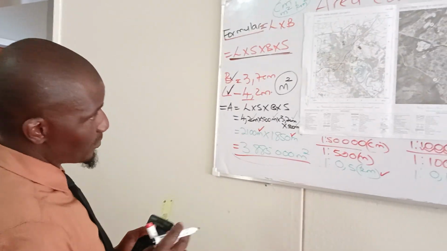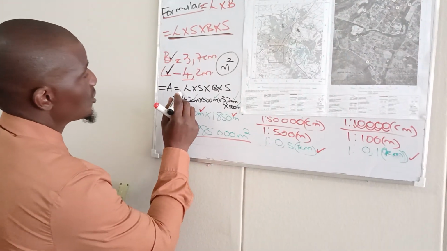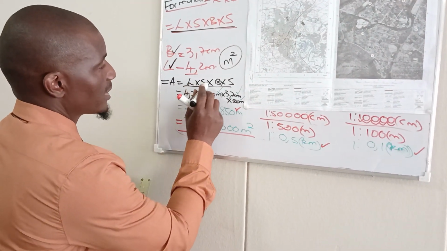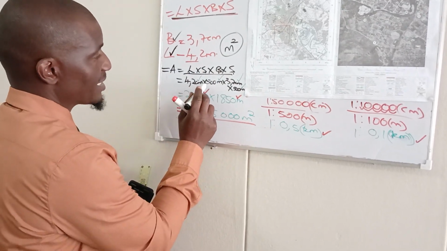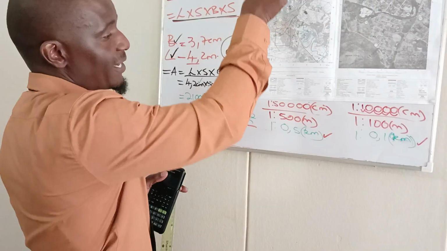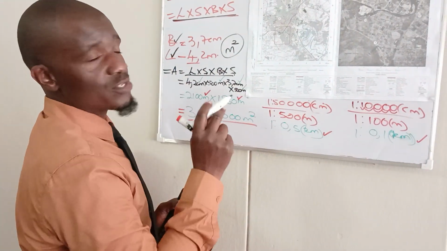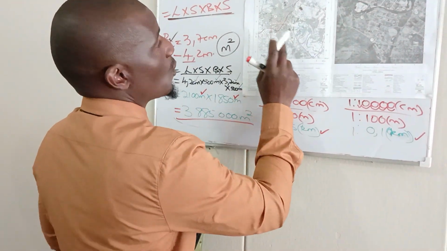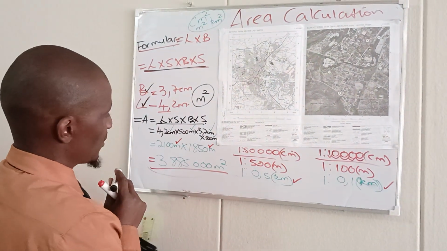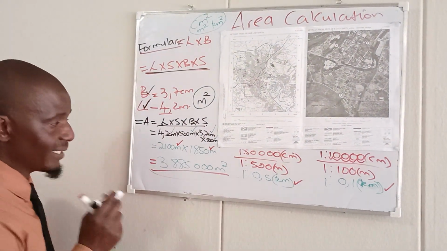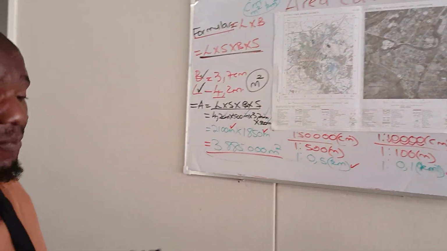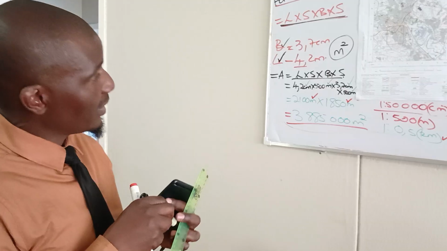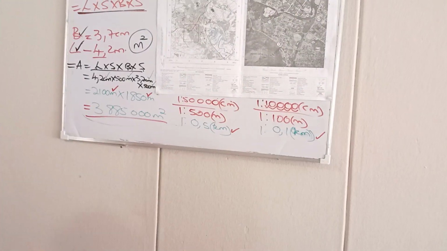Okay, so how am I supposed to do it now? This is how you do it. This is the formula, length times scale times breadth times scale, where your longest side is 4.2 centimeters multiplied by 500 meters. Why am I using this here? Because I have been asked to calculate the area of the orthophoto on the topographical map. So that's how I come up with 3,885,000 square meters.